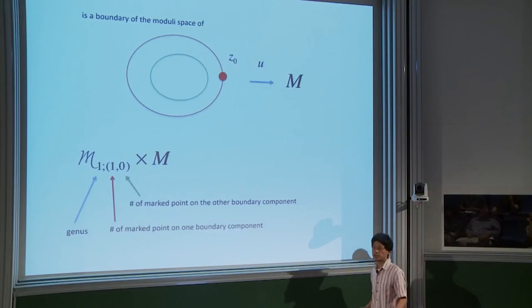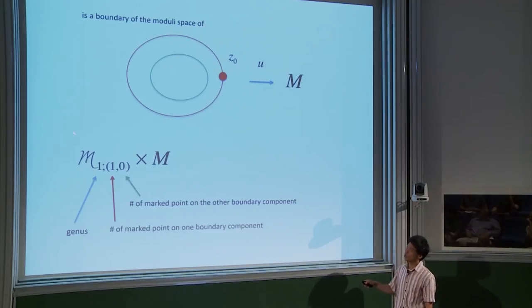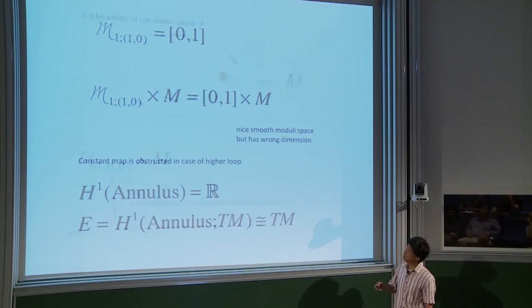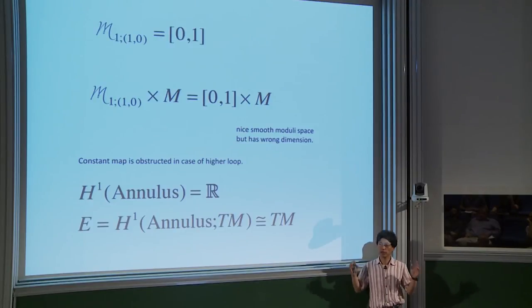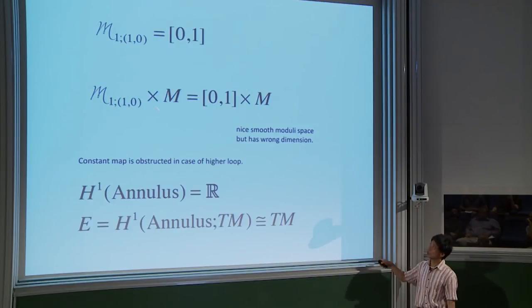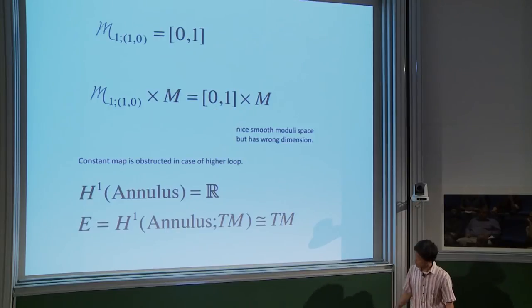So this is M0,1,0. And you have a parameter U, that is M. So you have this moduli space. And this moduli space you can calculate very easily. So this is 0 again, I say. The moduli space of annuli with one marked point is exactly an interval. So you have this interval, and this moduli space is interval times M.